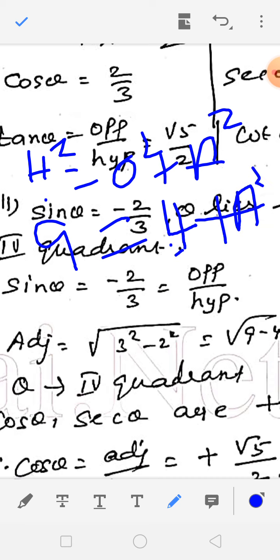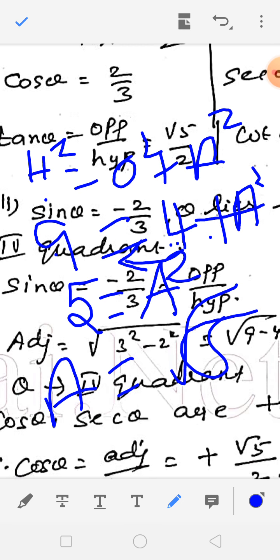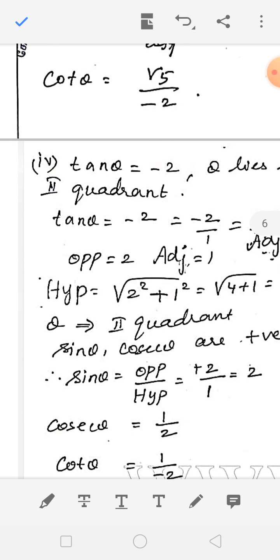So plus 4 comes to this side: 9 minus 4 is equal to 5, which is equal to adjacent square. But I want exactly the adjacent value, so taking the square root you will get the adjacent value is root 5. That's it. Once you find the adjacent value, opposite value and hypotenuse value, you can easily find all the trigonometric ratios. Similar method.